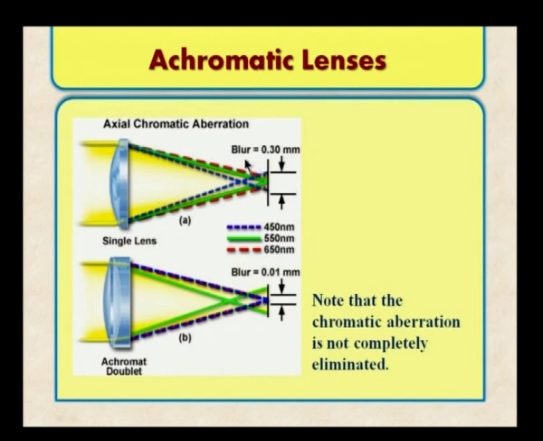The magnitude, as shown here, blurring is 0.30 when you use a single lens, but when you combine two lenses, that is called an achromatic doublet, the blurring is reduced from 0.3 to 0.01 millimeter. This should be borne in mind, this is an important thing. Now we will pass on to obtain the mathematical expression for the longitudinal chromatic aberration.